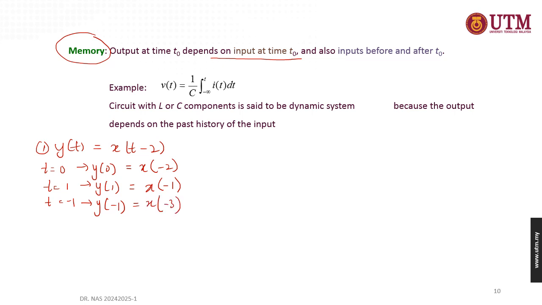If we look at the current state, the output of the system at t equals 0 depends on the input at the past state, at t equals minus 2. Same goes for these three values. Therefore, the system is a memory system. Okay, a memory system is also known as a dynamic system.